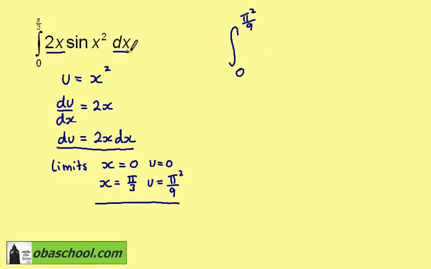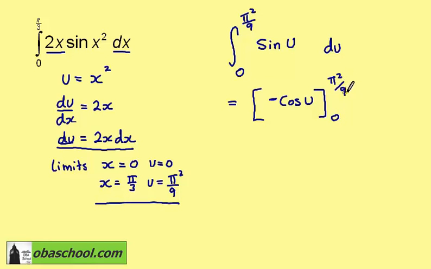The 2x dx can be replaced by du, and the x squared by u. We know how to integrate sine u. We get minus cos u, so we have minus cos u between 0 and pi squared by 9.